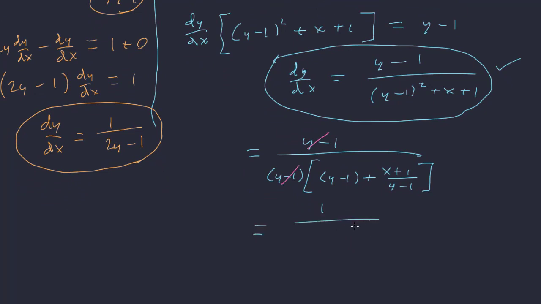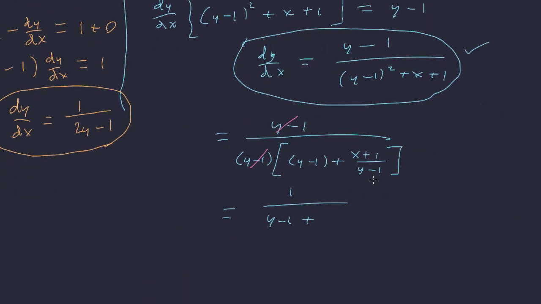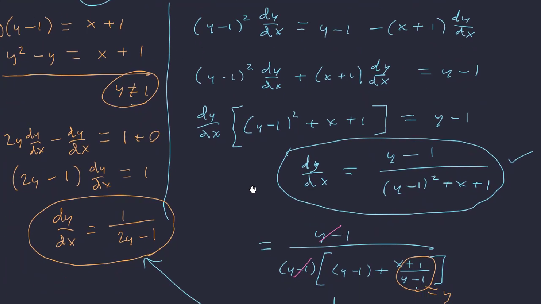Okay, and we're left with 1 over y minus 1 plus, well, x plus 1 all over y minus 1. That's what y is equal to. So this piece right here is actually equal to y. All right, so then this comes out to be 1 over, well, 2y minus 1, which is exactly what we got over here. Okay, so while they might not look like it initially, they do end up being the same thing.